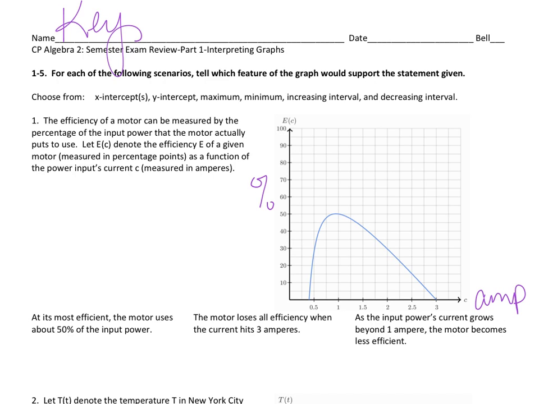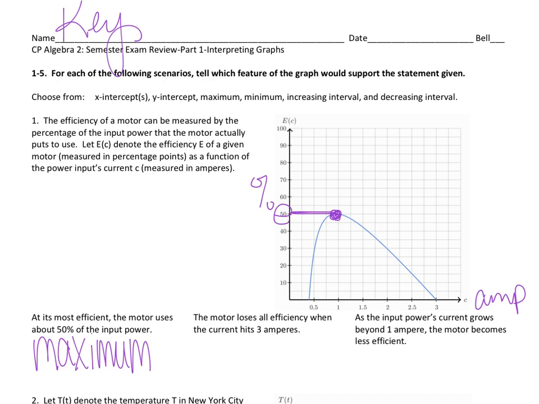So the first one says that it's most efficient. The motor uses 50% of the input power. Well, percent's on this side, and there's 50. So I'm looking across. I'm right at the top, which hopefully you recognize as a maximum point. So the part that would give me that information is the maximum.